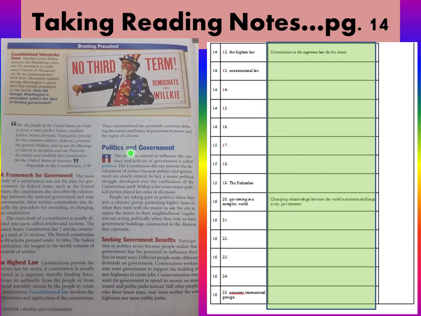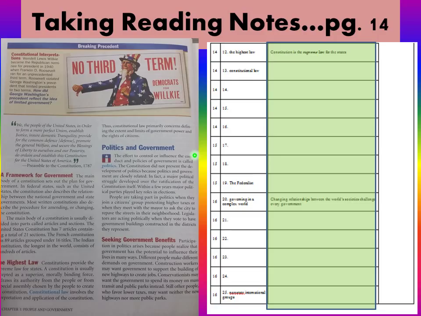Politics and government should have been in your number 14 here. And then politics should have been in your number 15 here. And we're going to read through the first and second paragraph, and then we'll come back and fill in our boxes.